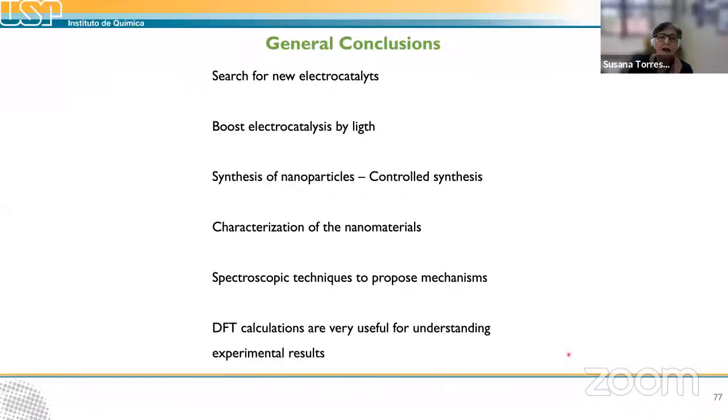So, as a general conclusion, the search for new electrocatalysts can be very important and we are always in the search of new electrocatalysts depending on the reaction. We can boost electrocatalysis by light. The synthesis of nanoparticles and the control of the synthesis is critical for this kind of experiments. We have to characterize all these kinds of nanomaterials. It is very important. Spectroscopic techniques are very important to propose mechanisms. And also, as you have asked, DFT calculations are very useful for understanding experimental results. Okay, so thank you very much for your attention, and I am open to questions.